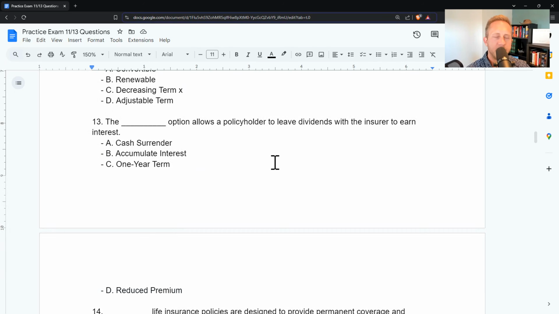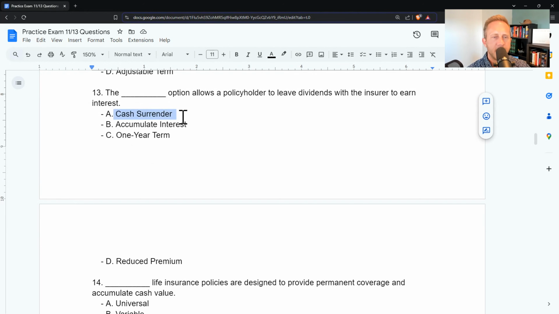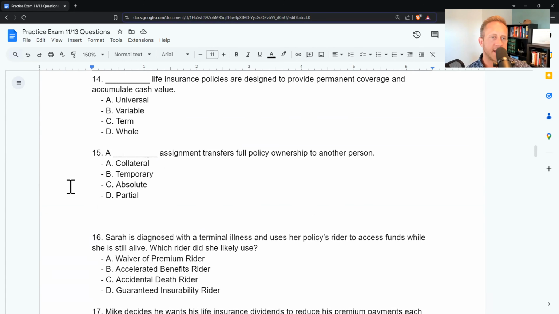Okay, the blank option allows a policyholder to leave dividends with the insurer to earn interest. Cash surrender is not the answer. That's when they just take all the money. It would be accumulate interest option. So what happens in this case is the dividends are left with the insurance carrier, and they accumulate interest, and that interest is paid to the policyholder. One year term is when the dividends purchase a term policy, and then reduced premium is when the dividends go to pay the next premium that's due.